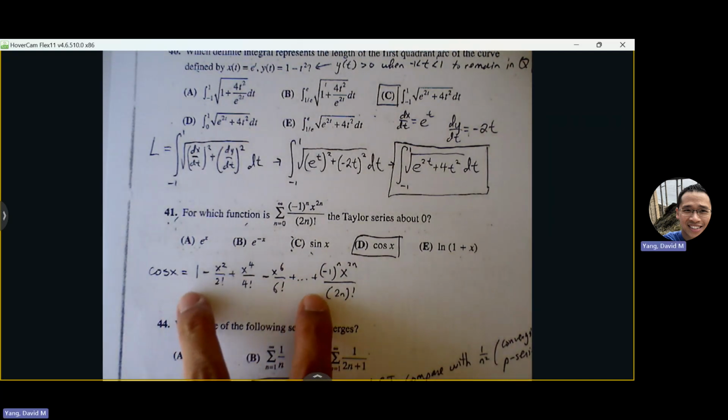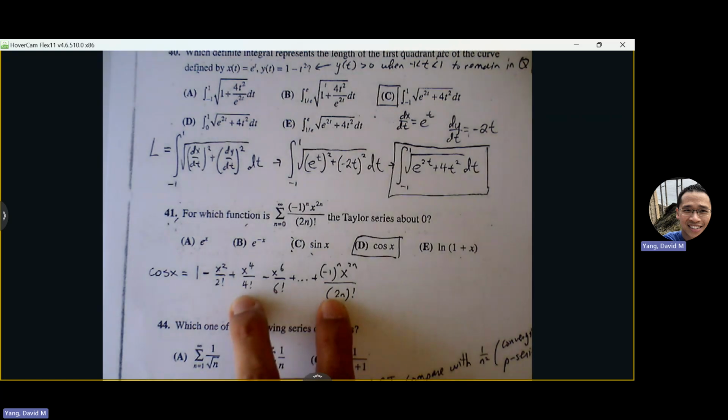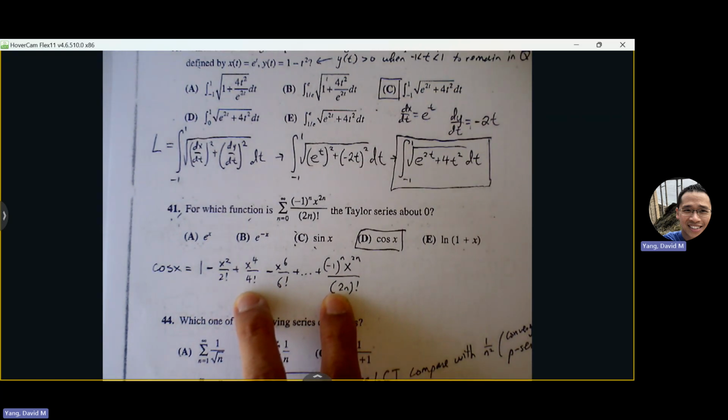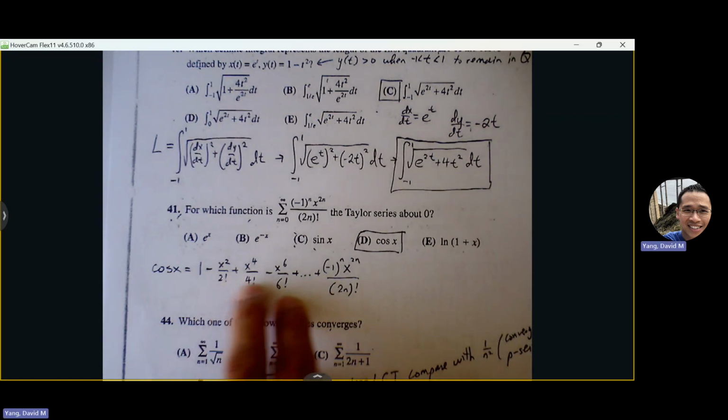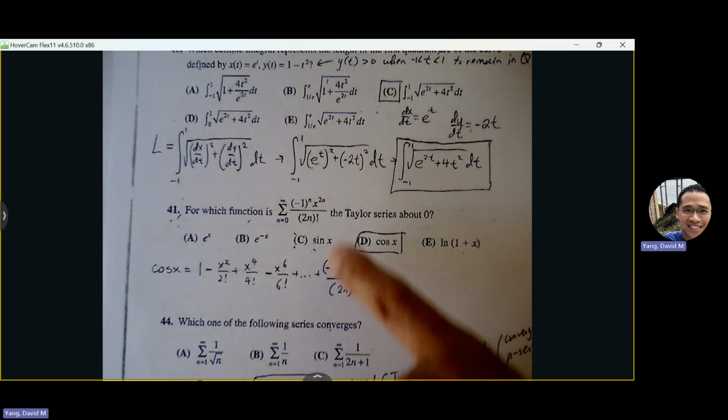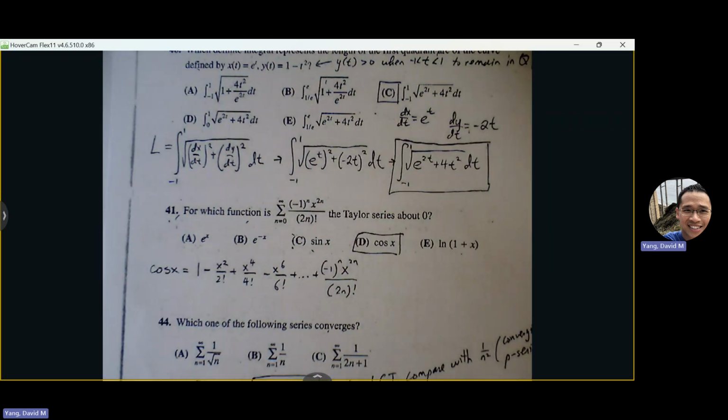For 41, we do need to recognize the Maclaurin expansion for cosine of x. If we understand this is cosine of x, we should be able to look at that and recognize, oh, that's cosine of x.